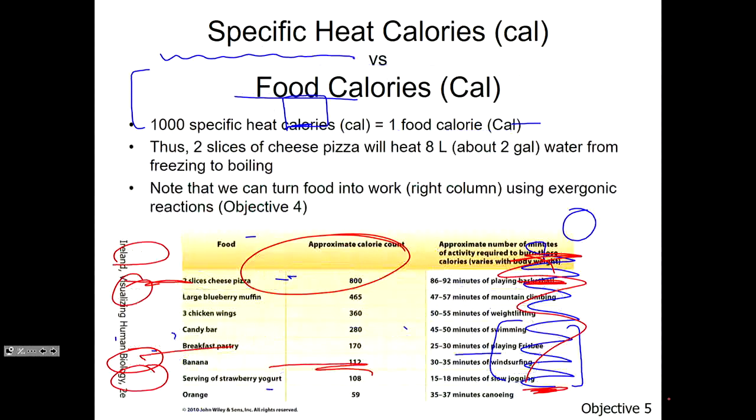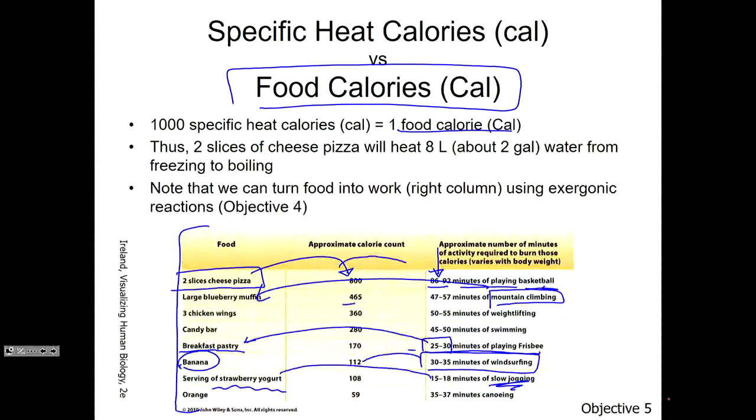Food calorie is just that: we can measure the amount of energy producing molecules that are present in a particular food. Just how much energy we can get out of the food, and we measure it in calories.